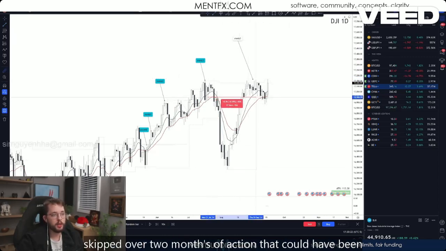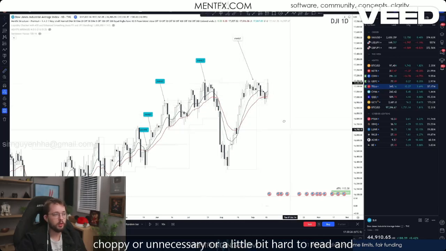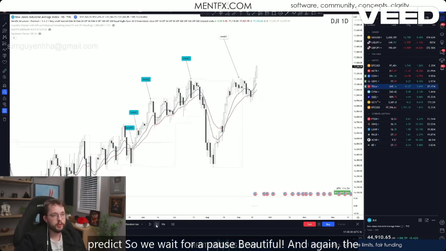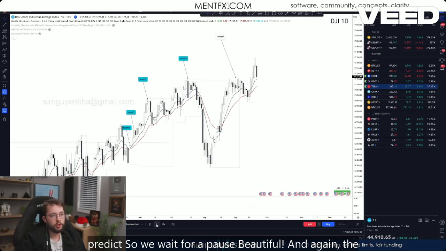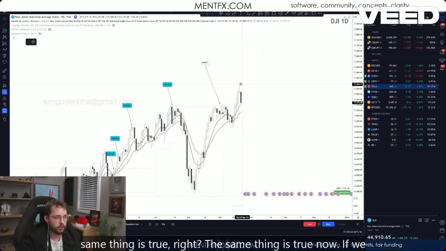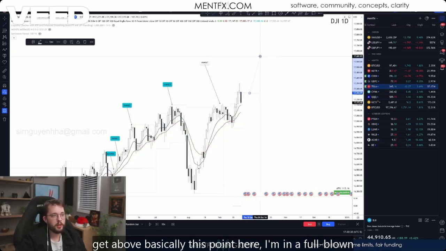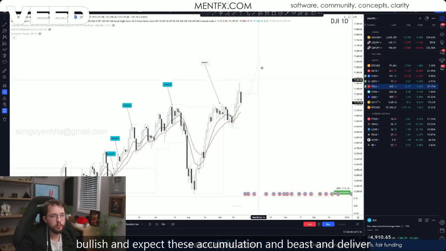And just like that, we skipped over 2 months of action that could have been choppy or unnecessary or a little bit hard to read and predict. So we wait for a pause. Beautiful. And again, the same thing is true, right? The same thing is true now. If we get above basically this point here, I'm in a full-blown bullish and expect these accumulation MBs to deliver.